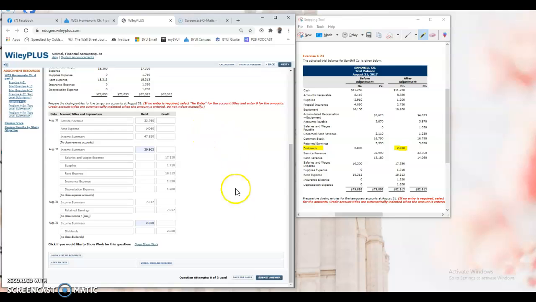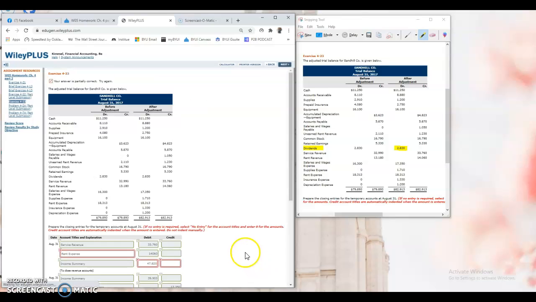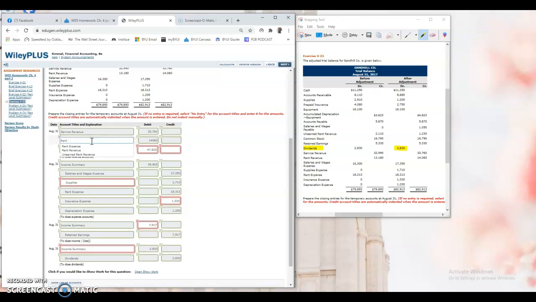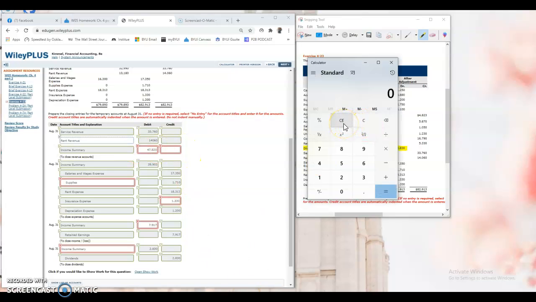Okay. So this is how. Let's double check. Let's see here. Let's submit it. Oh, I'm sorry. This should be not expense but revenue. Sorry, rent revenue. Let me just recalculate that one. 33,760 plus 14,060. Oh, it should be on the credit side. My mistake, I'm sorry. 47,820.